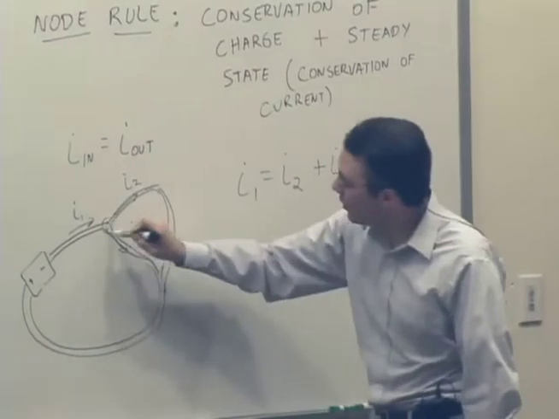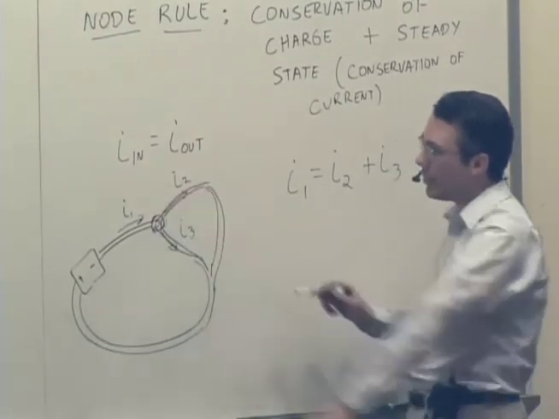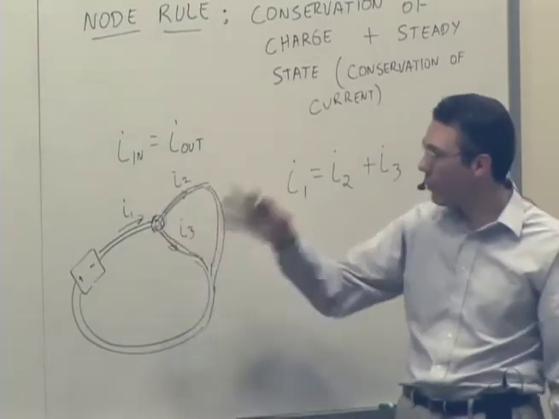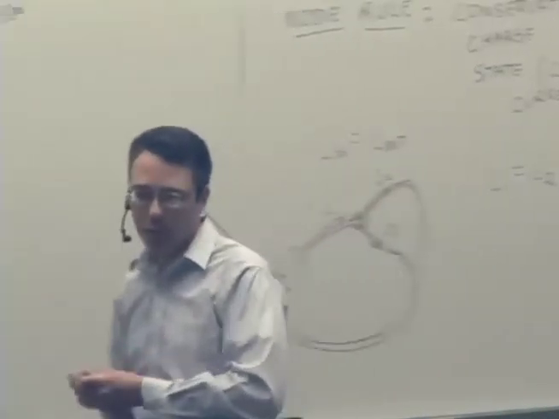Pick that as the node. The total number of electrons flowing in has got to be equal to the total number of electrons flowing out per second. I2 plus I3 is the total current out. I1 is the total current in. Okay, so it works in more complicated situations as well.